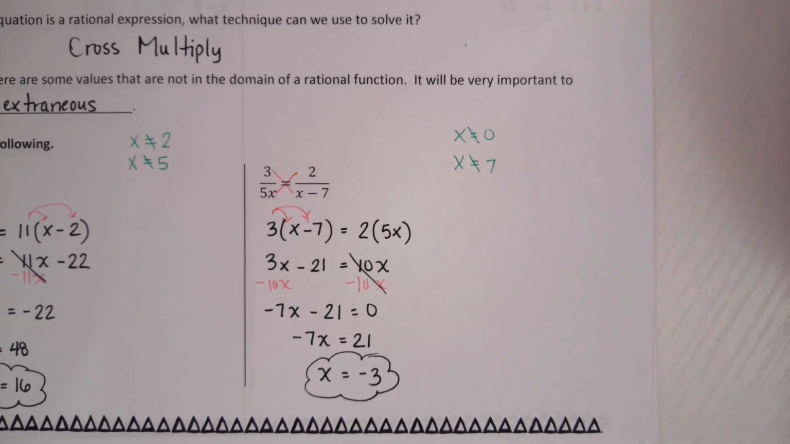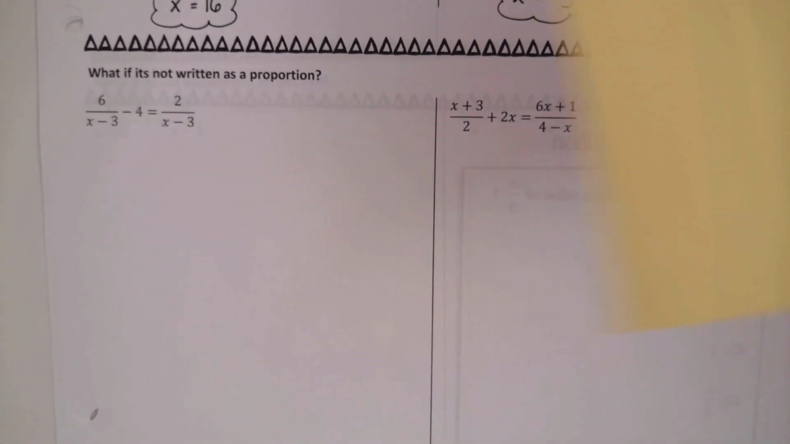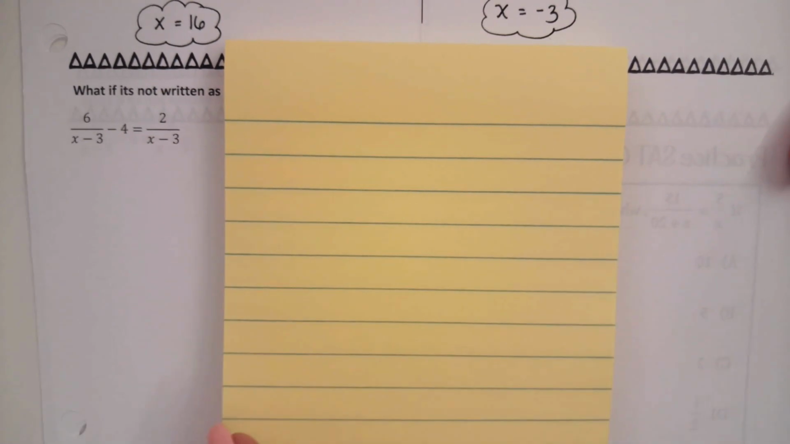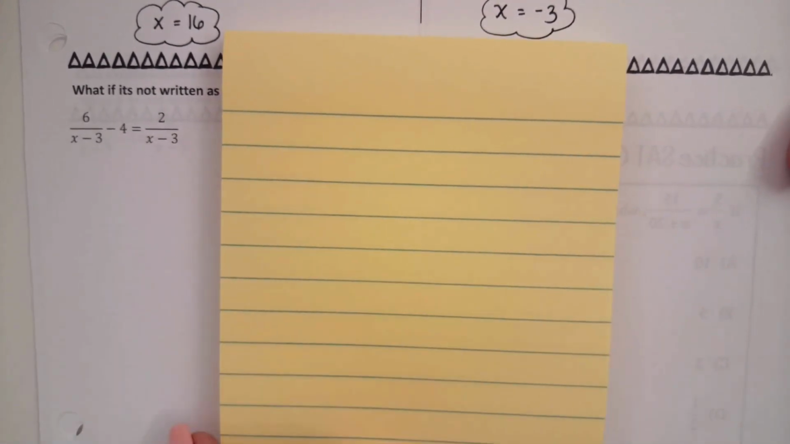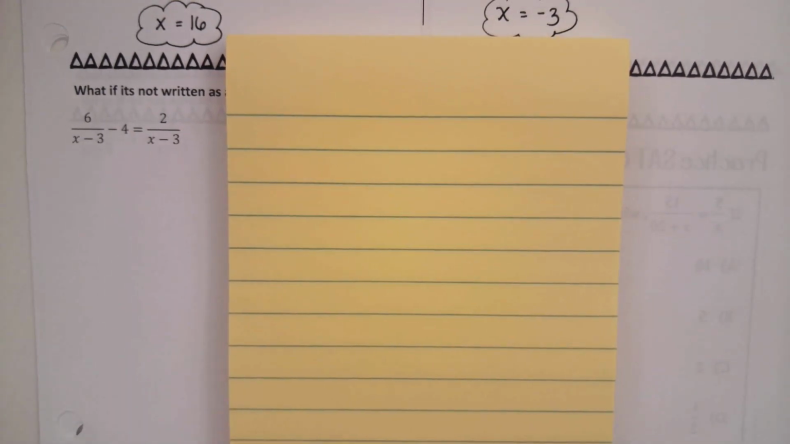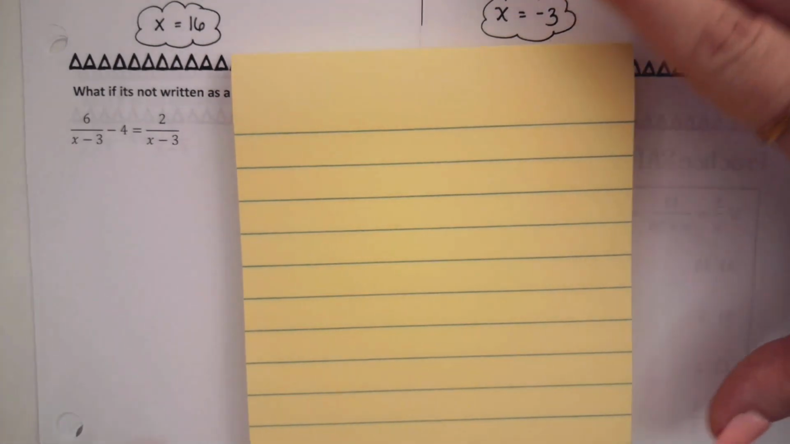Okay. The next two are not written as proportions. What if it's not written as a proportion? So I'm going to write out an Algebra 1 equation. If we're having some side conversations, we can pause the side conversations. I'm going to write out an Algebra 1 equation to kind of get you to think about why we solve them in this certain way.